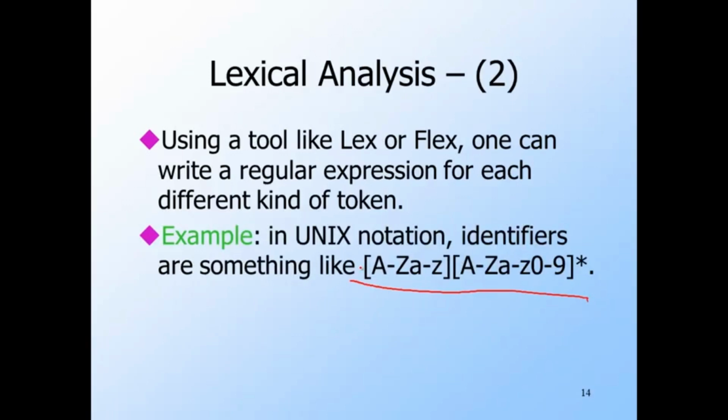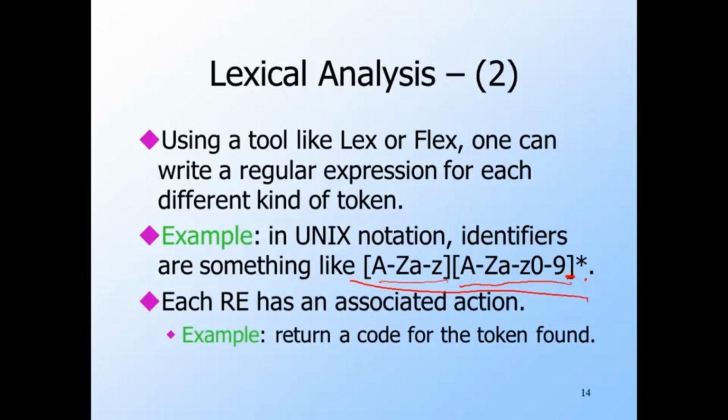Using the Unix notation, this expression describes identifiers as any letter, followed by 0 or more, the star, letters or digits. In many languages, identifiers allow some more options. For example, underscore might be included as if it were another digit, so it would just appear in this list here as an underscore.